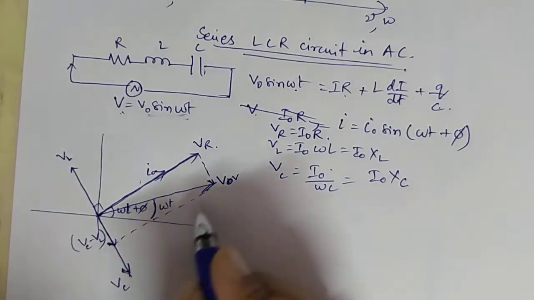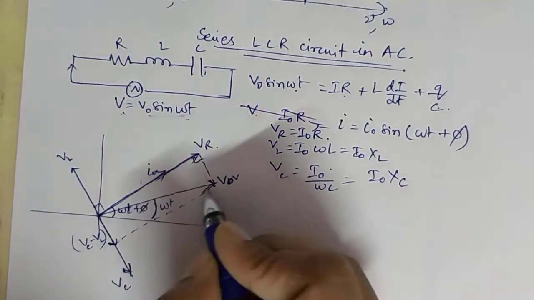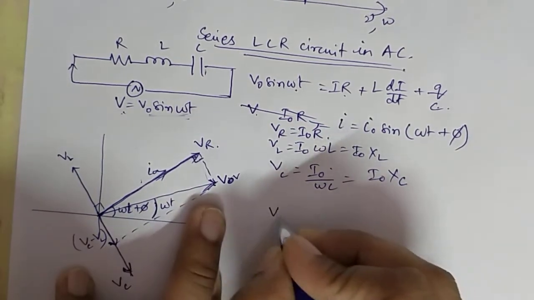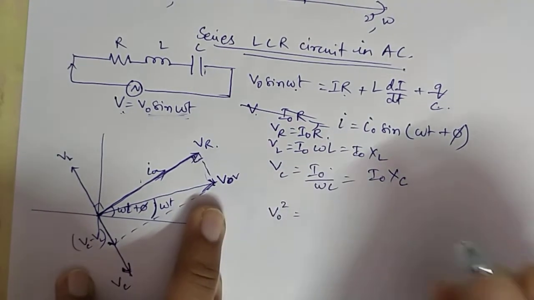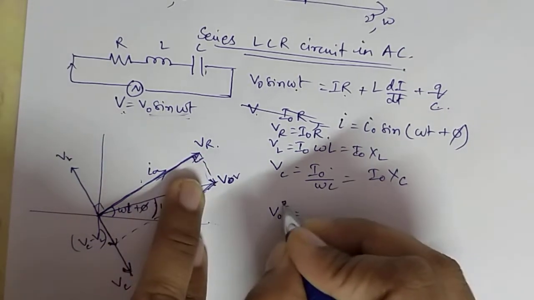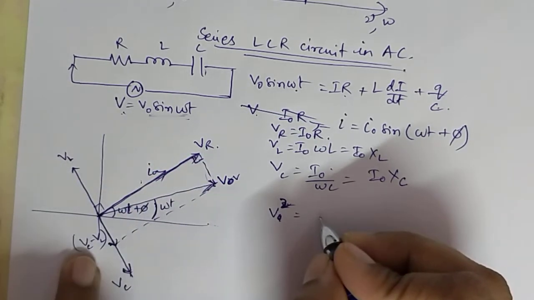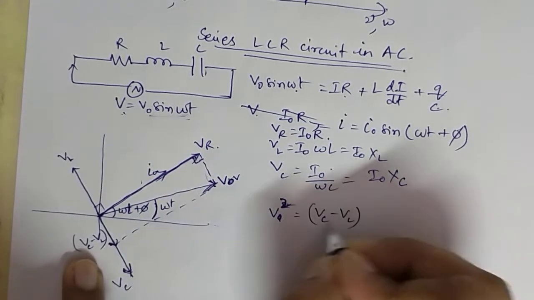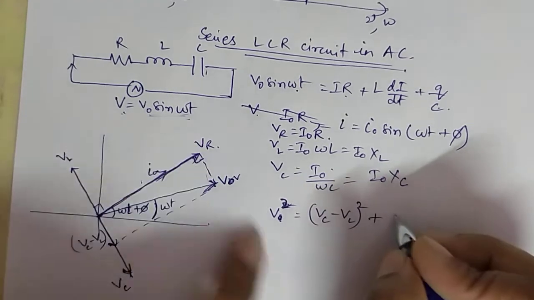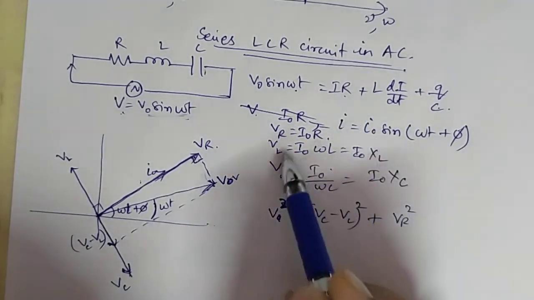Now how to find this V naught? See this triangle, it's a right triangle, so we can use the Pythagoras theorem. So V square is equal to VC minus VL whole square plus VR square. Now I can substitute these values.